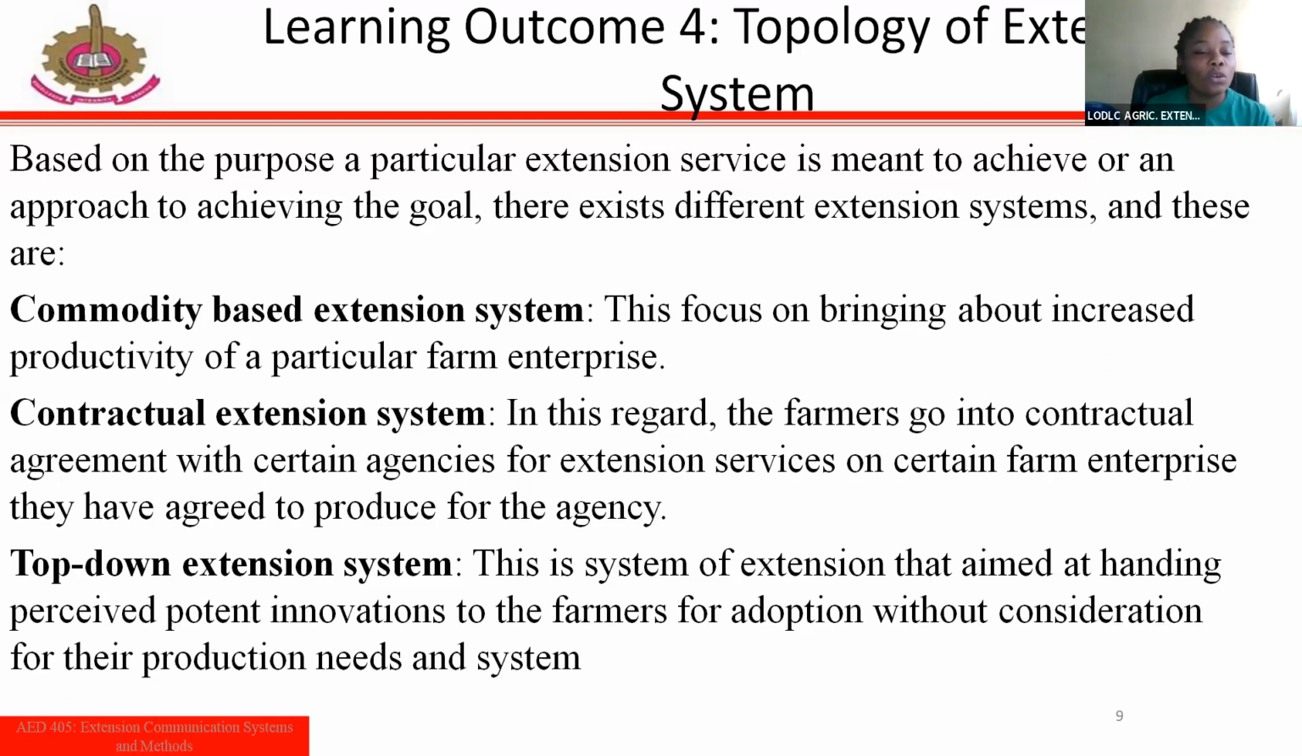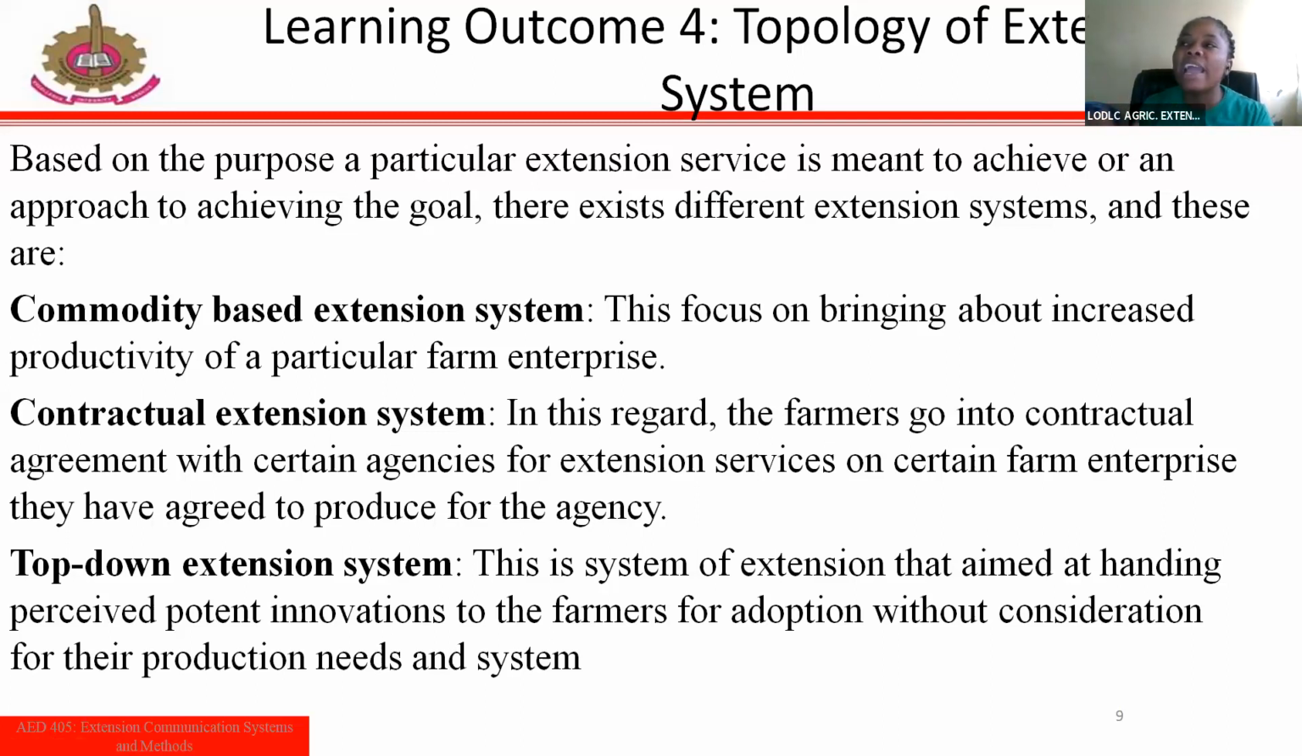Then you have the contractual extension system. This one talks about farmers entering into contract agreements with certain agencies for extension service on a certain farm enterprise they have agreed to produce for the agency. This is when the agency comes to an agreement with some set of farmers to give them inputs, okay? Inputs like seeds, a tractor to work on the farm, a particular breed of birds or animals that they will rear. All necessary things will be provided, maybe the drugs for the animals, the feeding for the animals.